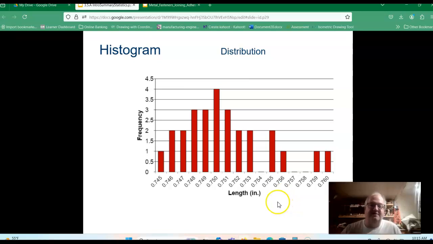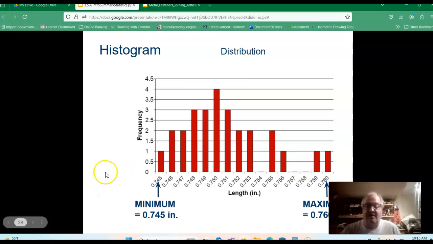Here's another type of histogram that we can use called the bar chart. You can see this, where the minimum is 0.745 and our maximum is 0.760. In this case, they've done it every thousandth of an inch, which is a good way to do this in terms of our dimensional sizes and tolerances. You can see our range here again.